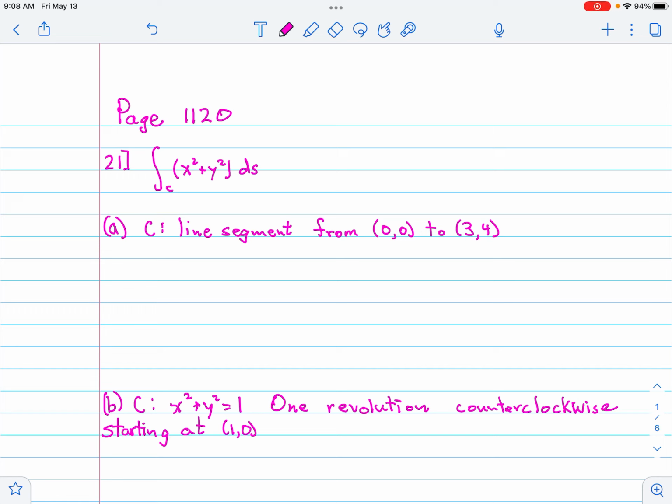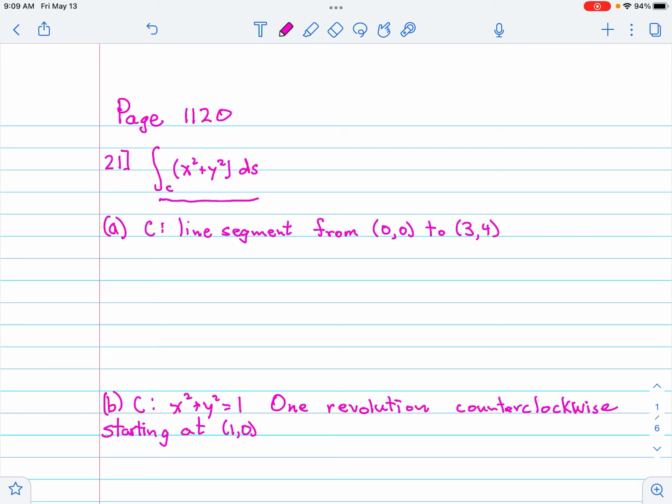I want to take a minute and work through some of these problems in the review section at the end of chapter 15, in particular page 1120, and help you get ready for the final. So we've got this line integral, number 21 I'll start with, and this is a line integral involving a scalar function. And what we're wanting to do is demonstrate that we know how to read what this is asking for.